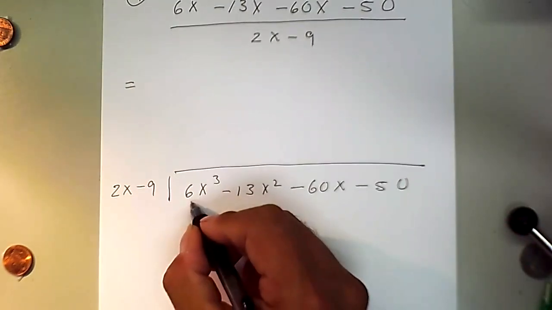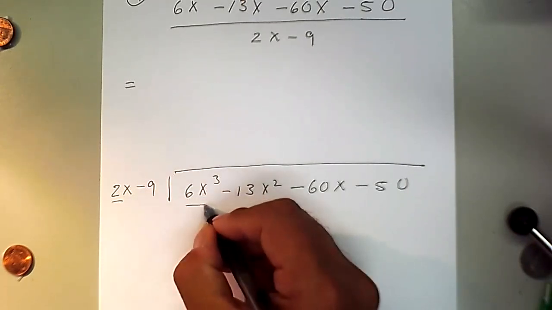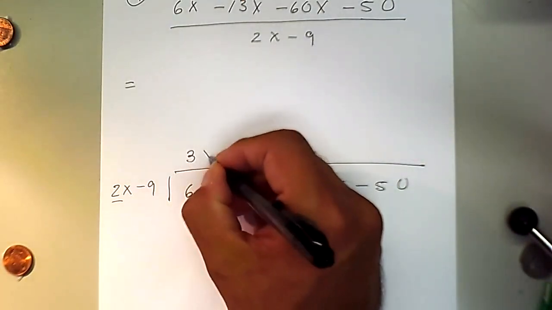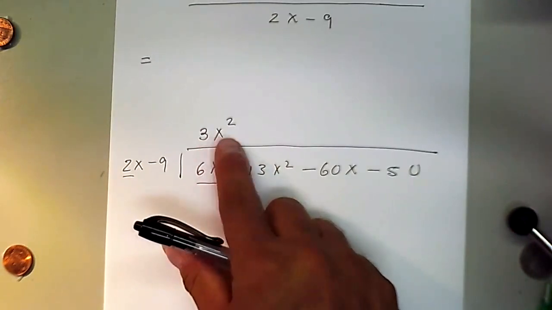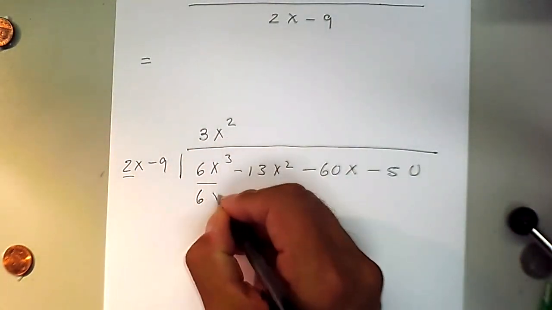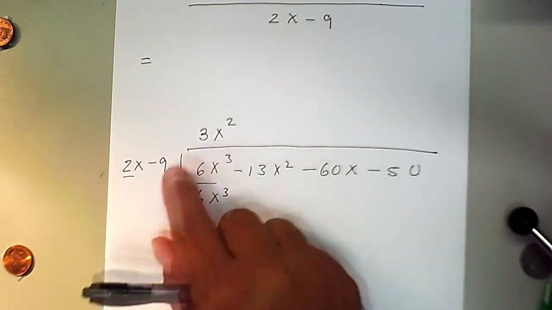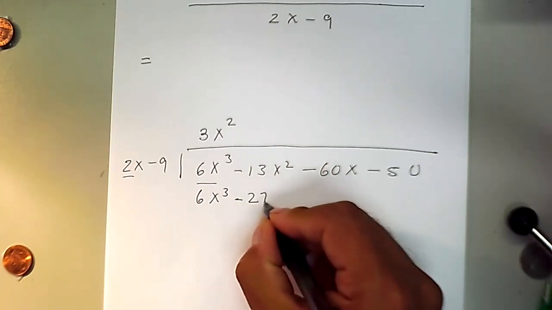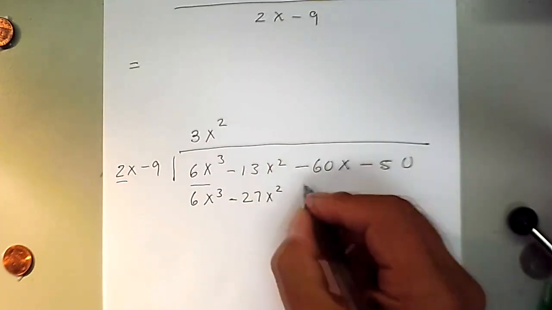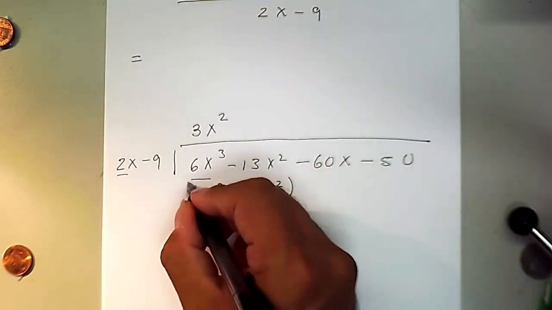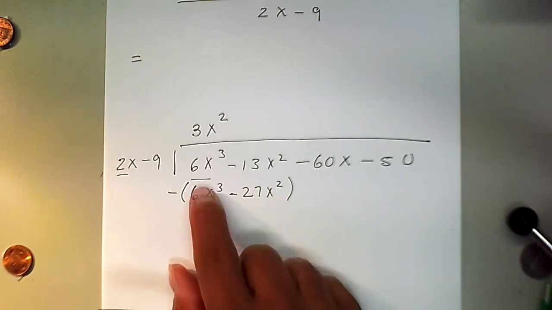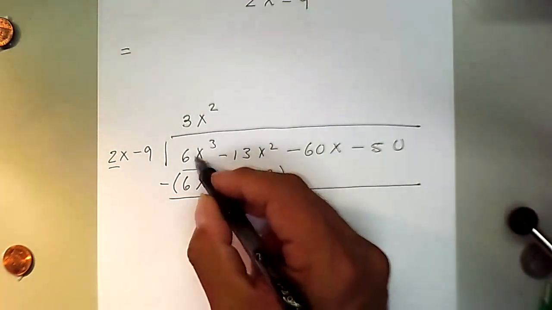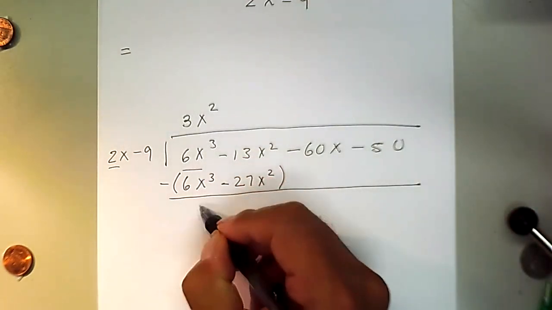So first we focus on the 6x cubed and the 2x. So 2x times what gives us 6x cubed, and of course we need a 3x squared. And then we multiply through. 3x squared times 2x is going to give us 6x cubed. Multiply this by the negative 9, and that is going to give us negative 27x squared. All right, and then we subtract this new polynomial from the original polynomial. So 6x cubed minus 6x cubed is no x cubed.